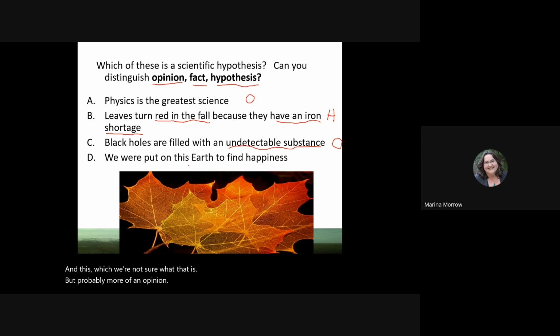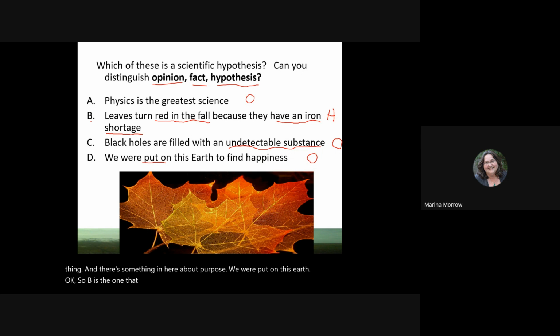Then we were put on this earth to find happiness. That's D. We were put on the earth to find happiness. Well, that again would probably have to be an opinion. Okay, it's very difficult to test something like that. You have to define happiness for one thing. And there's something in here about purpose. We were put on this earth. Okay, so B is the one that we could test.